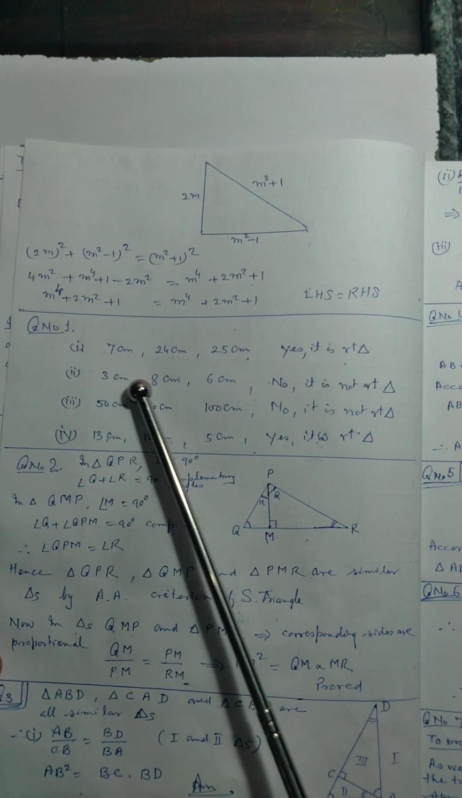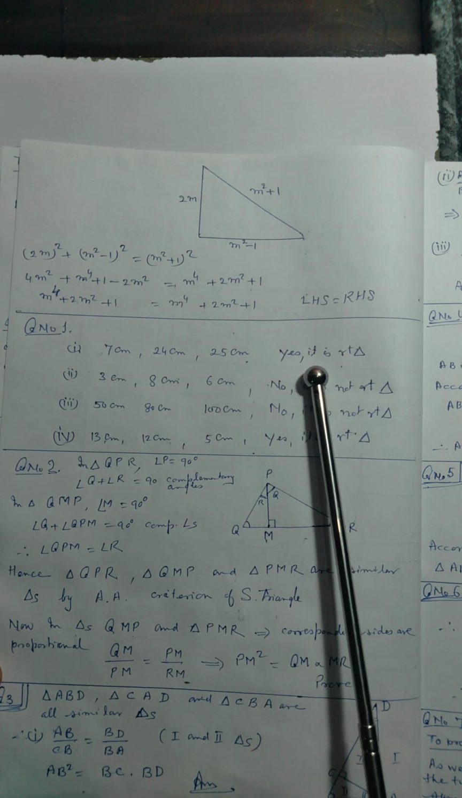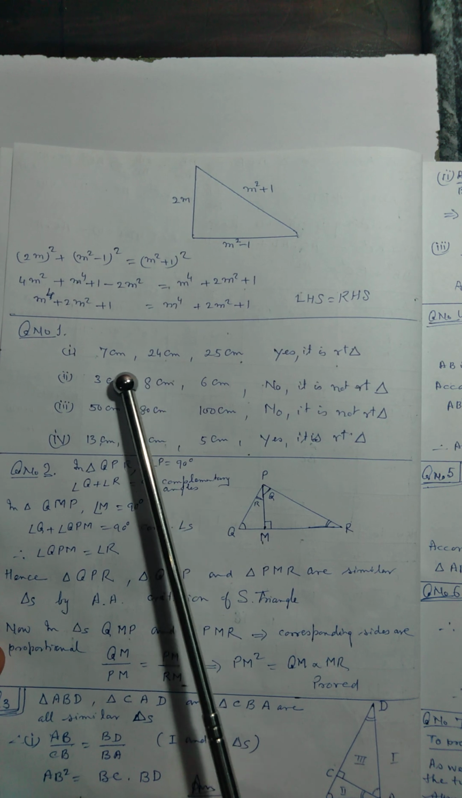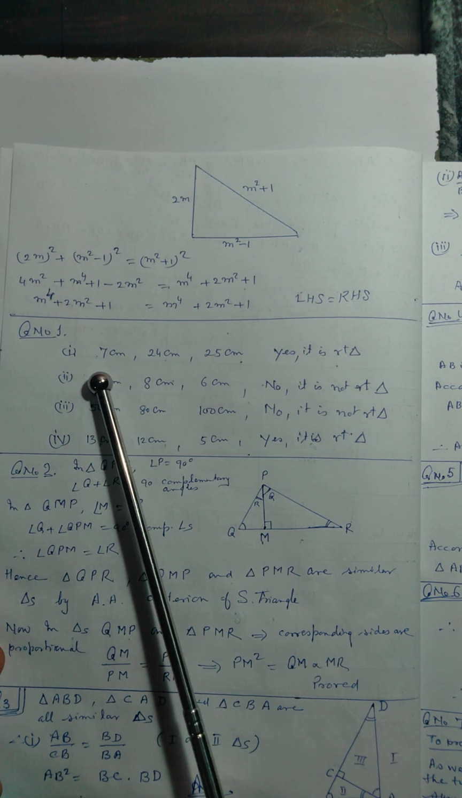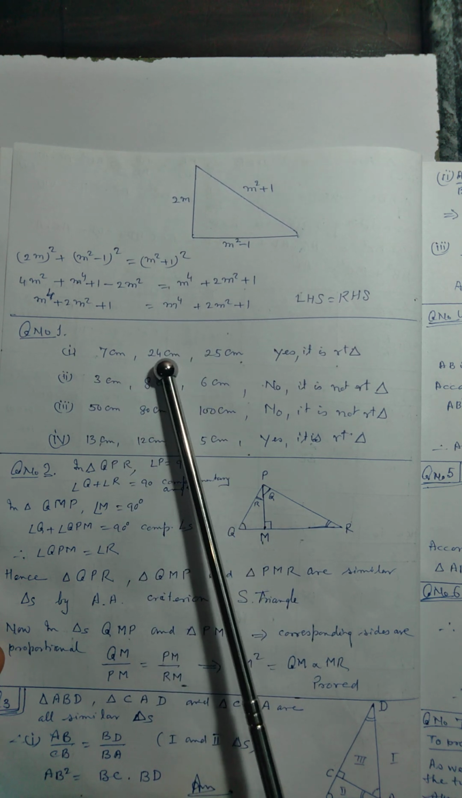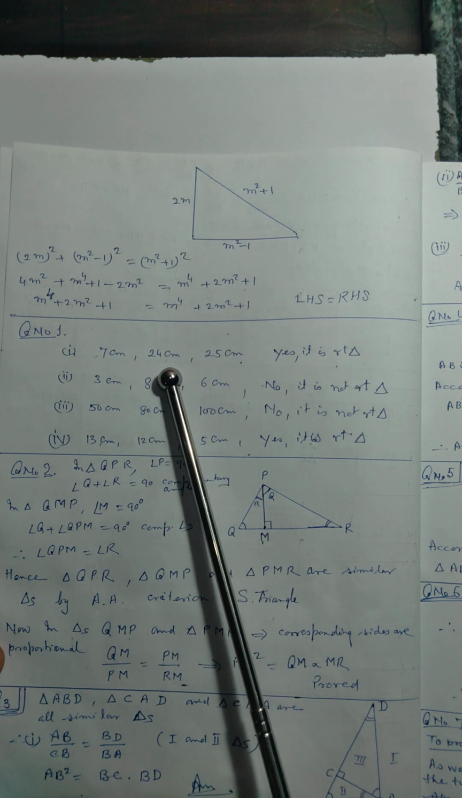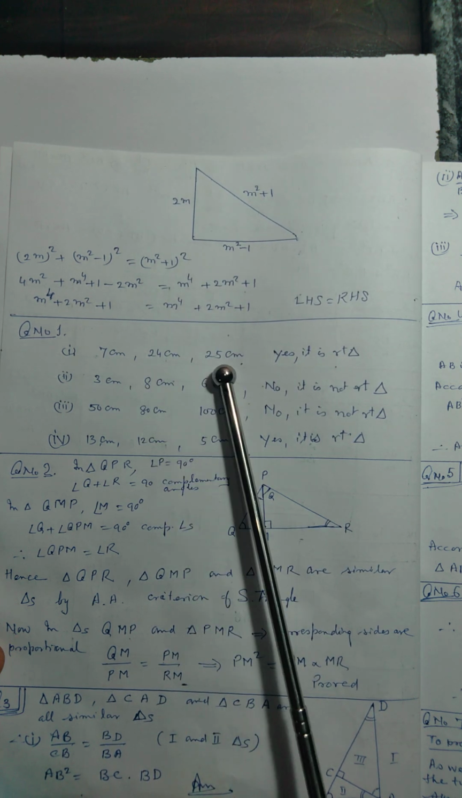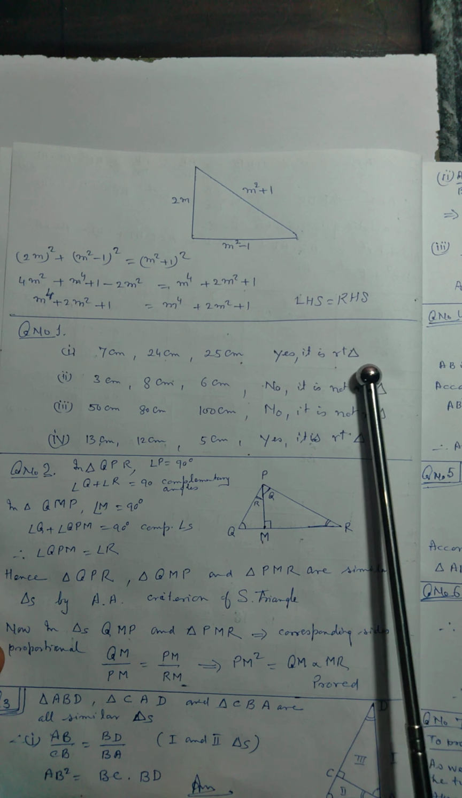This is 7, 24, 25. Yes, it is a right angle triangle. Because why? You take the square of 7, that is 49. Divided by 2, it will be 24.5. So leave the 0.5 and add 0.5. You will get 24 and 25. So yes, it is a right angle triangle.